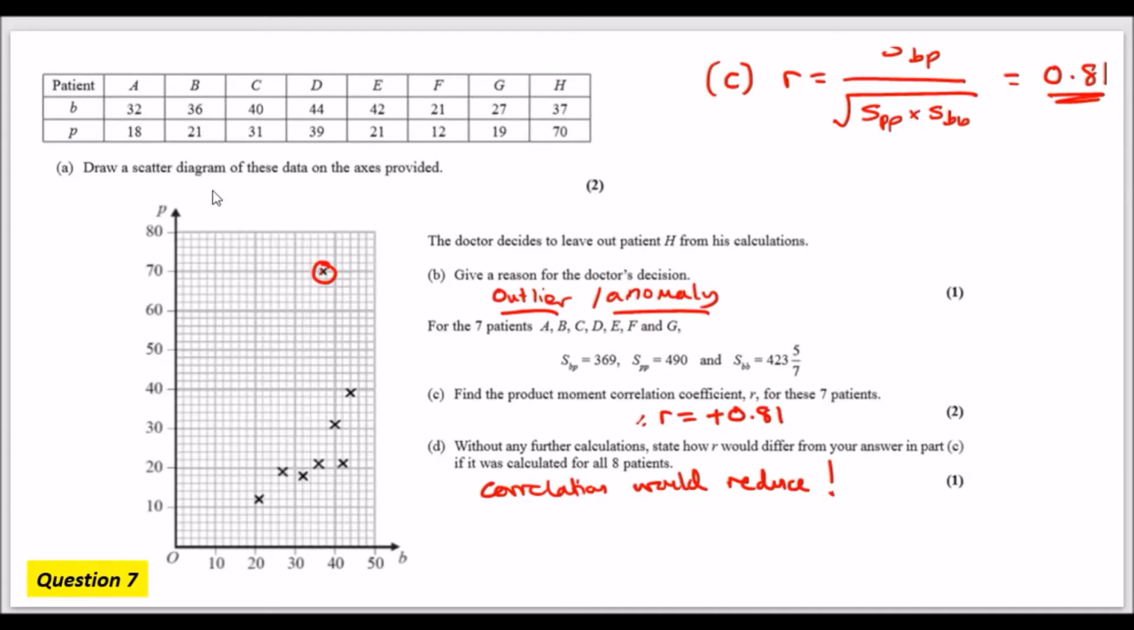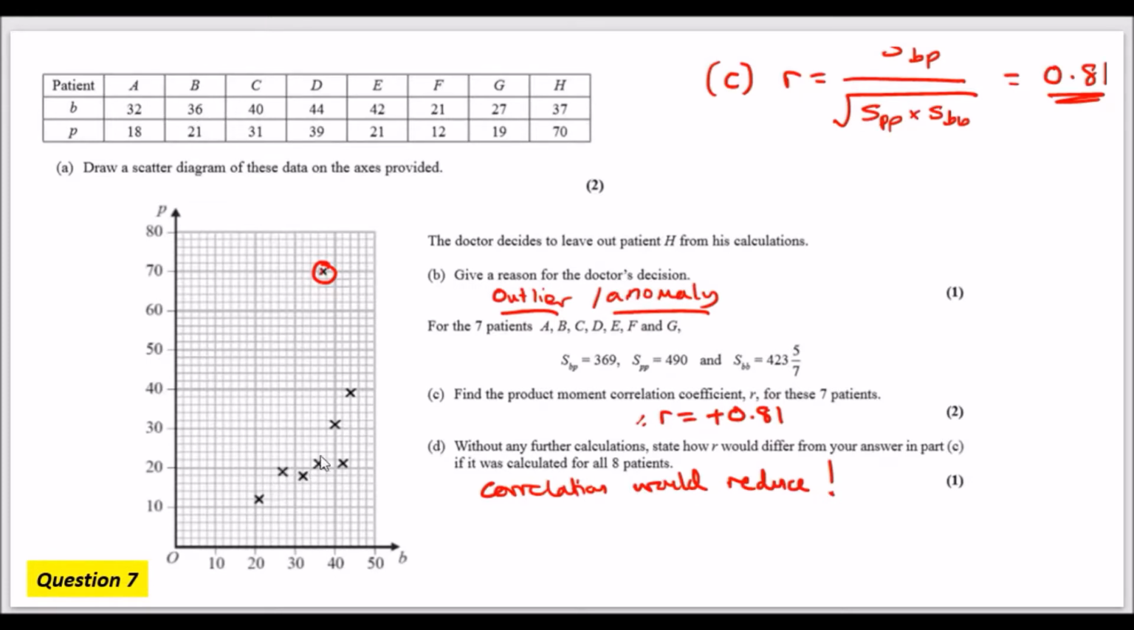First things first, we need to draw a scatter diagram of these data on axes provided. And alright, so we got B and P. B I believe was blood pressure or BMI, and P was probably pressure, one of them. Now, this is easy. You just follow the B axis, the X axis. For example, for point A, we'll put 32 across. And notice that these blocks are going up in twos. So, we've got 32 here, and it's going to go up all the way up to 18. So, it's here. Same thing for the rest.